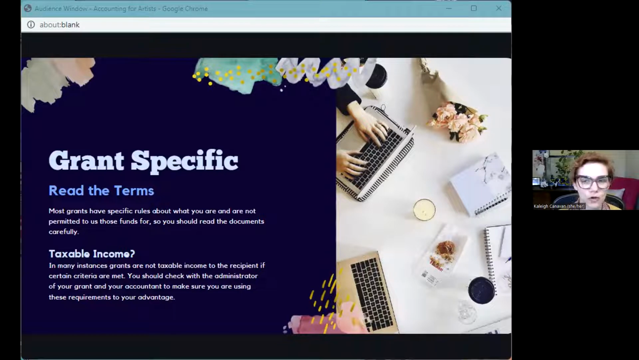Really, the most important thing is to make sure that you understand those things before you go spend the money, so that you don't accidentally disallow a bunch of the awesome opportunities that come with the grant because you spent the money the wrong way or you treated it the wrong way.